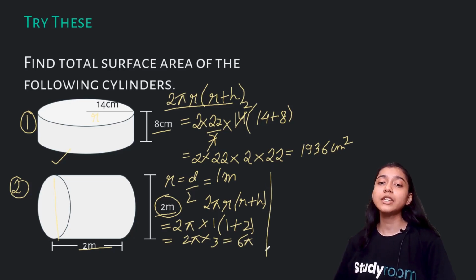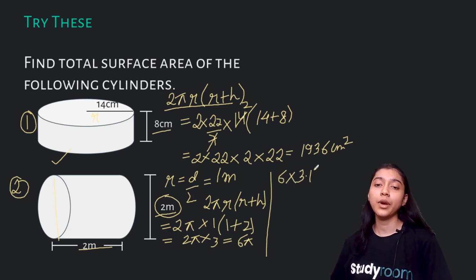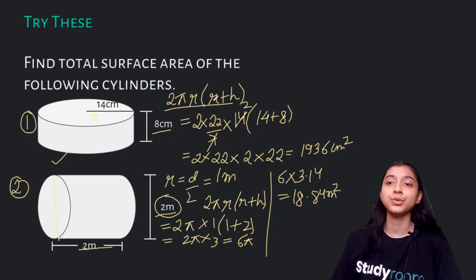Now, over here, let us put the value of pi as 3.14 instead of 22 by 7. So, we'll have 6 multiplied with 3.14, which ultimately gives us 18.84 meters square as the total surface area of this cylinder 2.